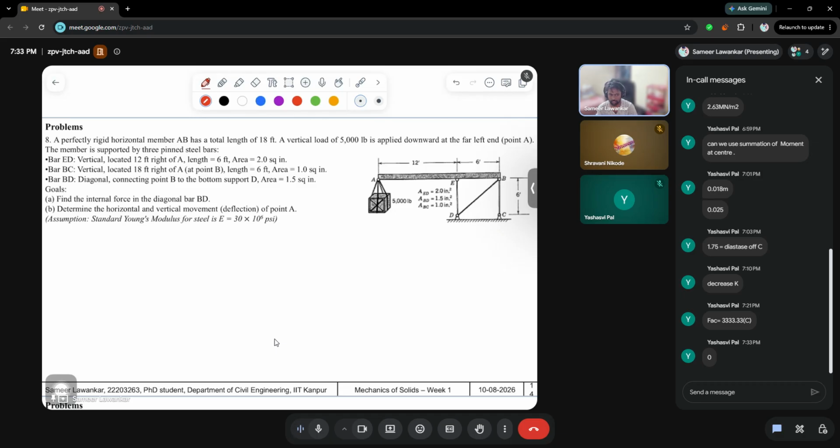The second question simply asks to determine the horizontal and the vertical movement, that is the deflection, of the point A, keeping in mind that the bar AB is rigid. Please try to solve this. At least give me the values of the deflection of point E and the deflection of point B, and in which direction. The direction is very important as far as this question is concerned. So please solve and give me the value of delta E and delta B.